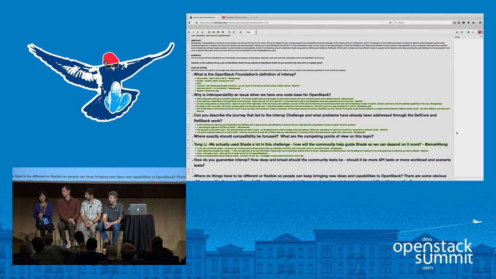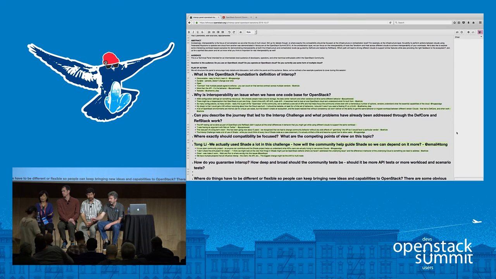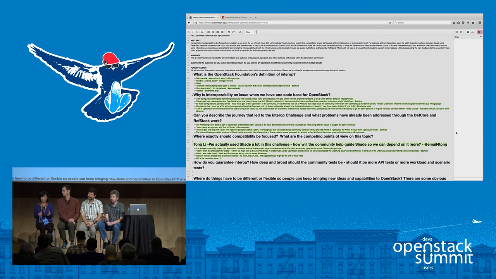To me, API is the foundation layer. If the API level does not interop, Shade, Terraform, Ansible will not work. So that foundation layer that DevCore has been carving out, these limited important APIs that need to be interoperable or compatible across all of the OpenStack ecosystem, is important.